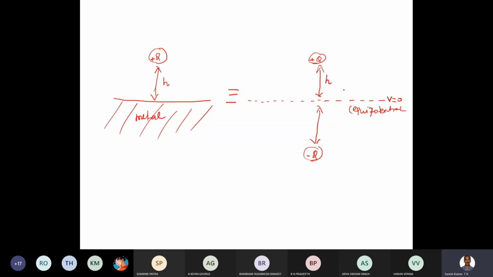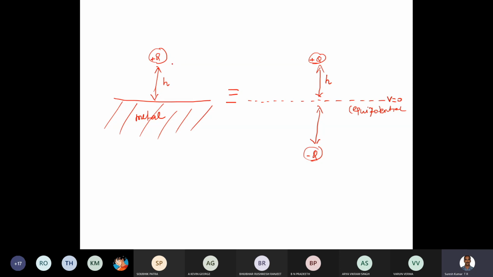First, we will see a small derivation, and we will understand that replacing this metal with this image charge will yield the same result. First, we will see that. Then we will look at one example. So it's a simple topic. We can't even expect a 10-mark question. It's going to be a very simple topic.